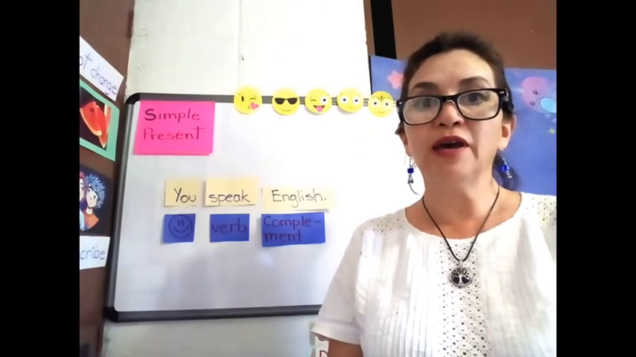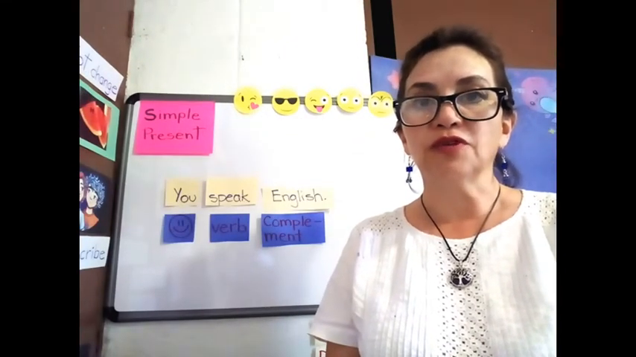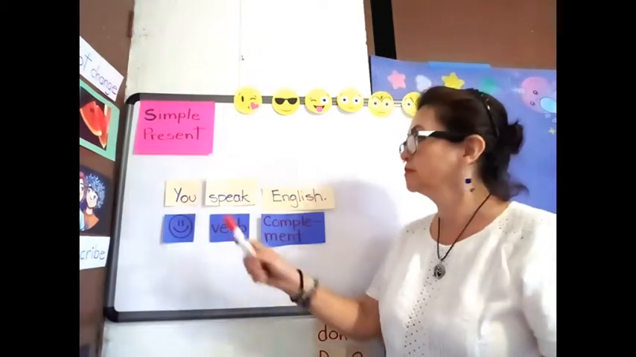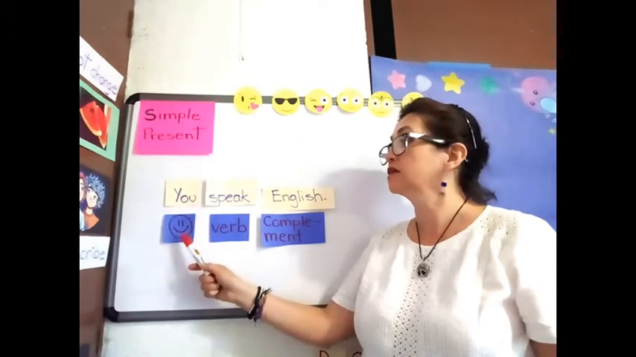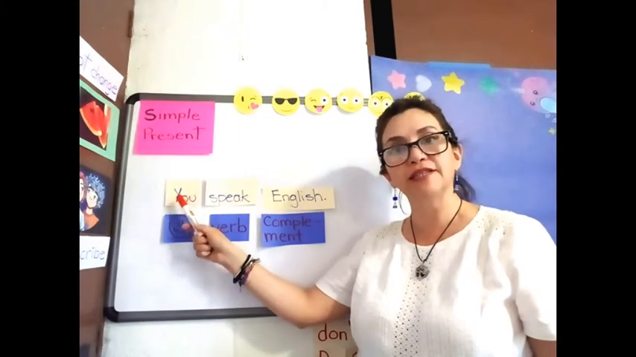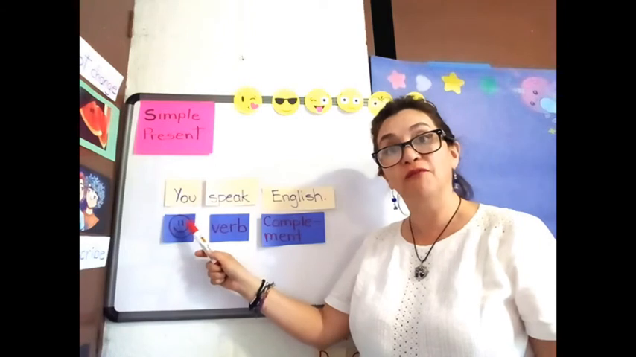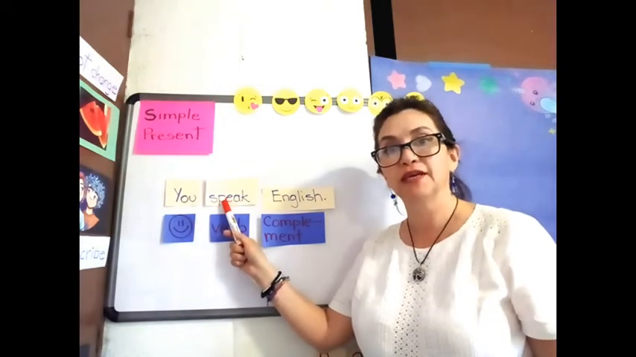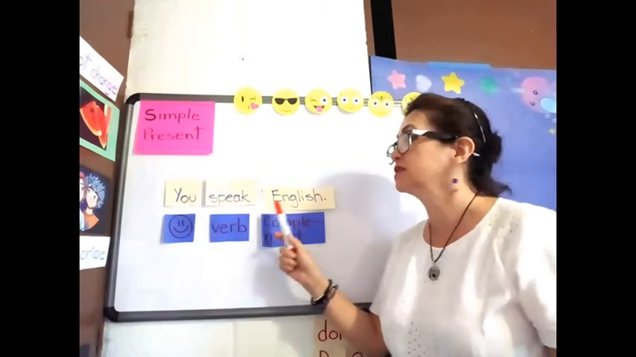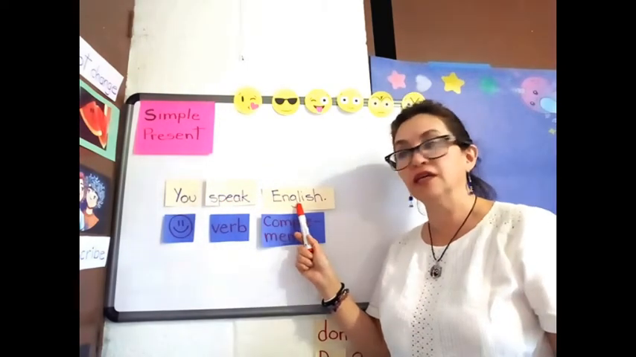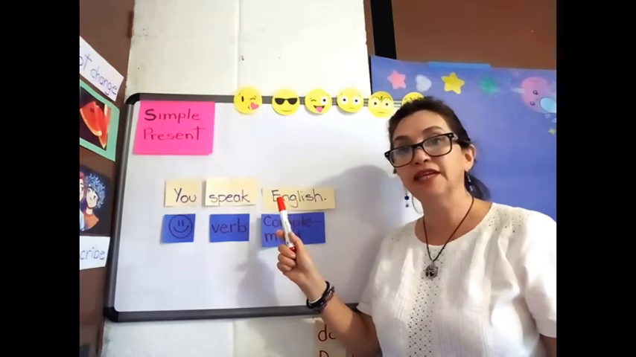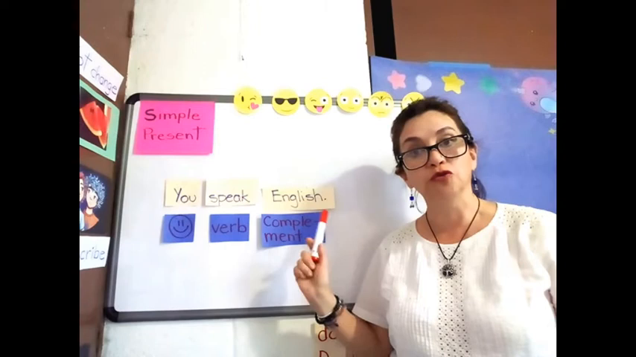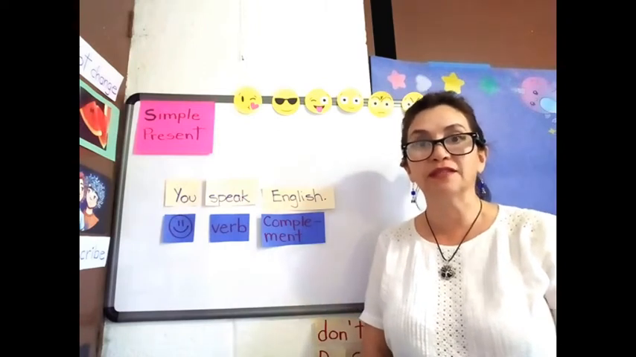Now, how can we make sentences using simple present tense in affirmative form? Let's see. First, we need a subject. The subject in this example is you. Then we need a verb in base form. In this case, the verb is speak. And we need also a complement. For example, English. Now let's read the sentence. You speak English. You speak English is an affirmative sentence.